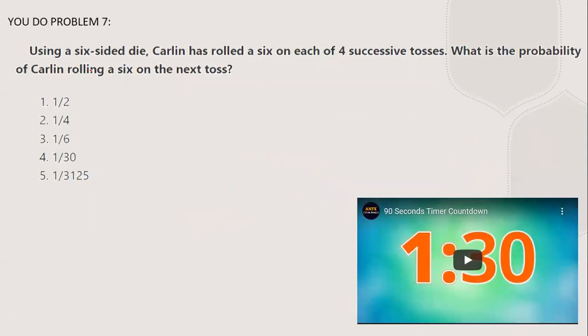So it says here, using a 6-sided die, Carlin has rolled a 6 on each 4 successive tosses. What is the probability of rolling a 6 on the next toss? Okay. So, if he wants to roll another 6 on this one, he's already done 4 successive tosses, and he's gotten 6 out of 6. So on his first toss, so toss 1, that was 1 out of 6. Toss 2, because there's only 1 6 on a dice, right? 1 out of 6. Toss 3, that was 1 out of 6. Toss 4, that was 1 out of 6.